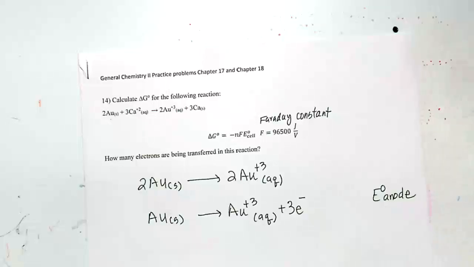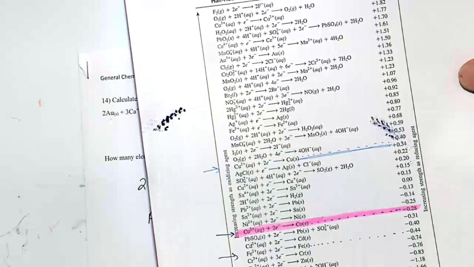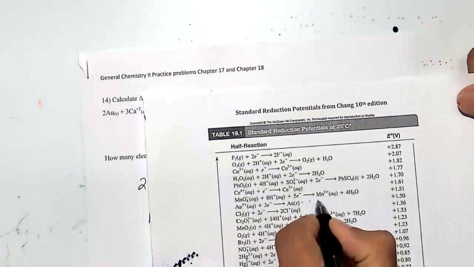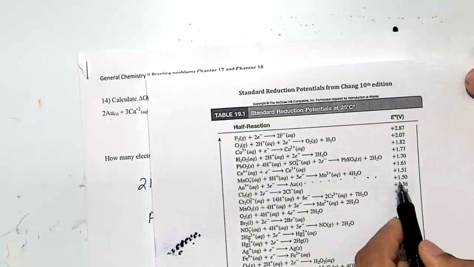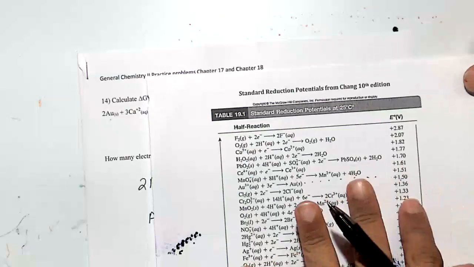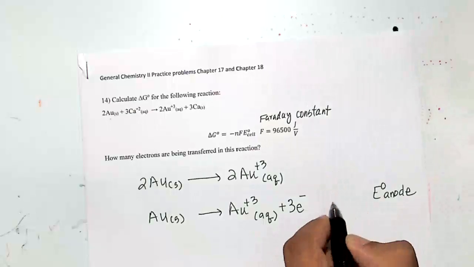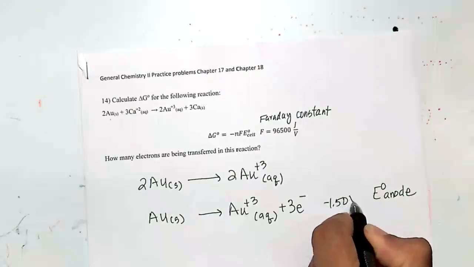And what is that on our sheet? Okay, I see it here. Positive 1.50, but what should we do? We should flip it to negative 1.50 volts.